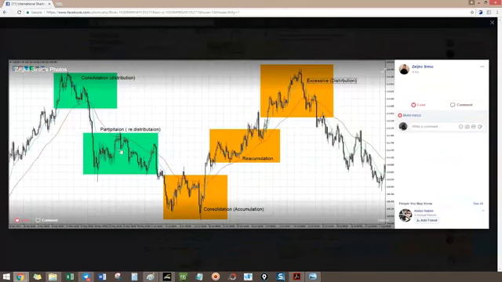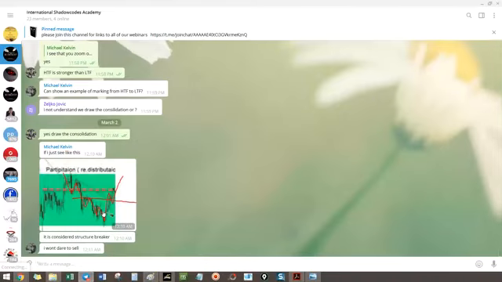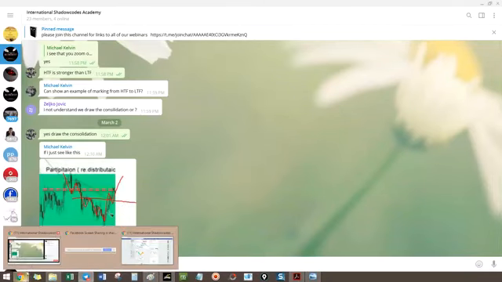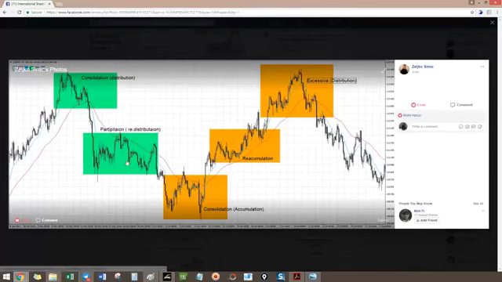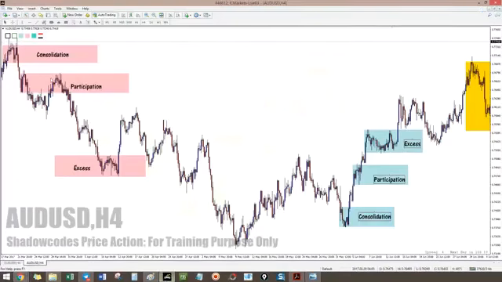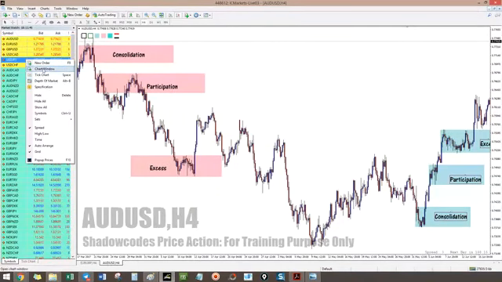Let's see. You see something like this, something like this. So you can sell because it's in participation. Why do you want to sell? This is in the participation phase. Where did Zeriko find this chart? It's on USD JPY H4, 13 June 2017. USD JPY. Chart window.